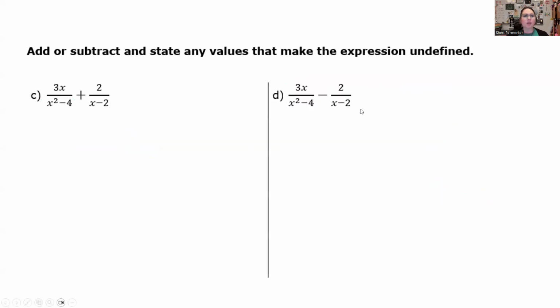Okay, let's do some more. So the next problem, we're going to add or subtract and identify any restricted values. And so as I go to add or subtract, I have to first factor. I have to first factor anything in the numerator and denominator.